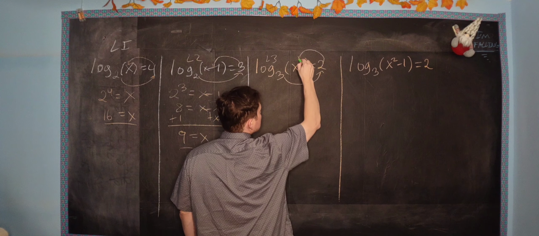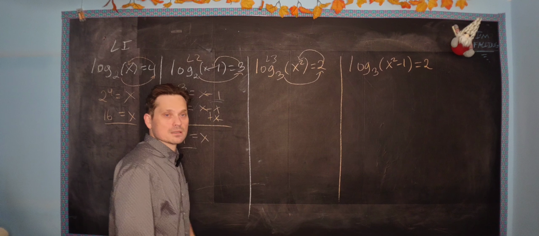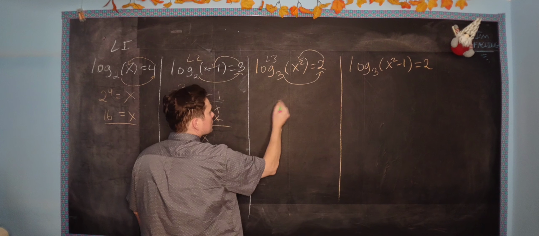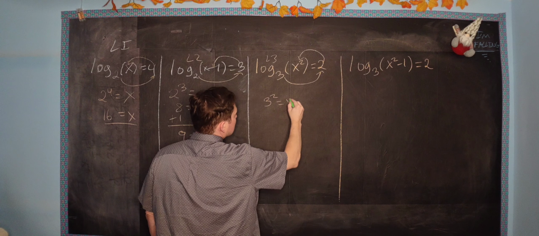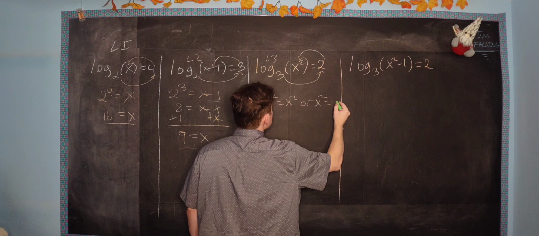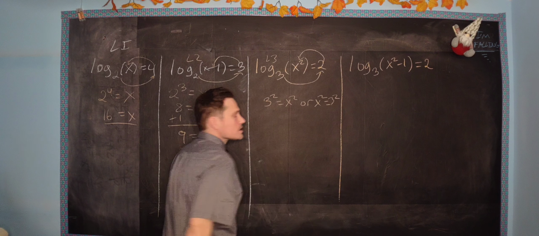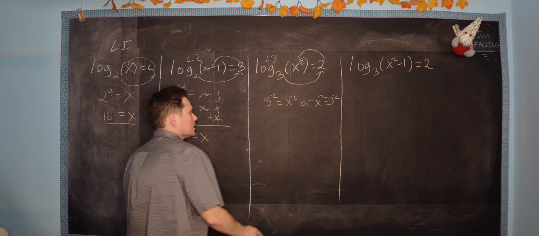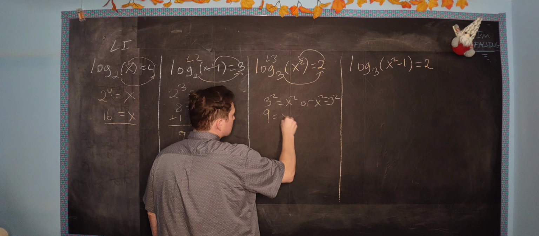So 3 squared is equal to x squared, basically. You see, following that flow. So you're going to have 3 squared is equal to x squared, or if you like, it makes no difference. You can write, for example, x squared equals 3 squared. It means the same thing, not important. So this would be 9 is equal to x squared.